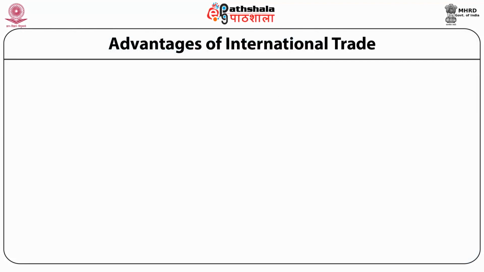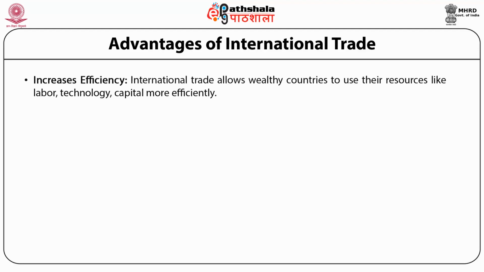Let us discuss one by one the advantages and the disadvantages of international trade. First of all, let us discuss how international trade brings advantages to the countries. First, it increases efficiency. International trade allows wealthy countries to use their resources like labor, technology, and capital more efficiently. Countries have different assets and natural resources like land, labor, capital, and technology. Some countries may produce the same goods more efficiently and therefore sell them more cheaply than other countries.